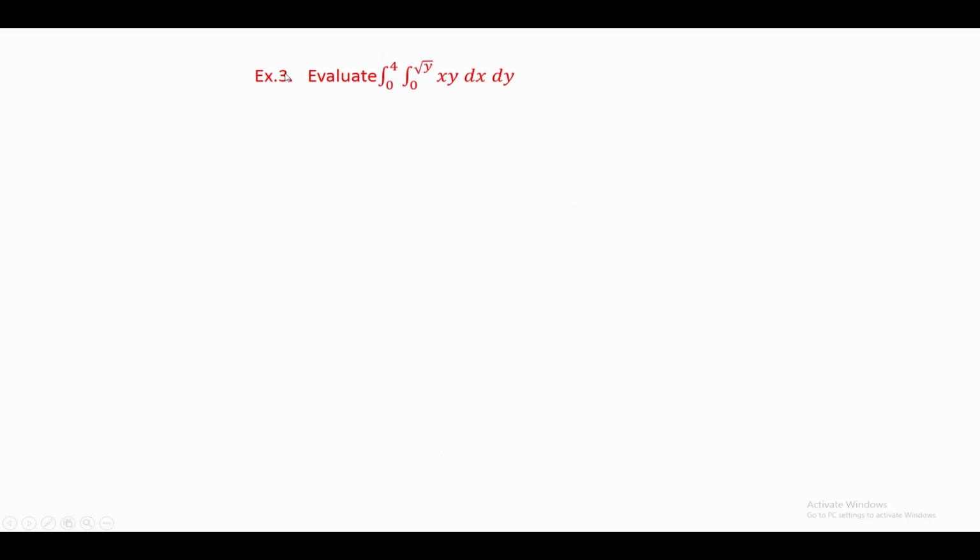Next, example number 3. Evaluate the integration with limit 0 to 4, next integration with limit 0 to root y, of xy dx dy. Solution. Integration from 0 to 4, integration from 0 to root y, xy dx dy. Now evaluate this integration with respect to x. So y is a constant, and the integration of x is x square by 2, where x varies from 0 to root y, dy.